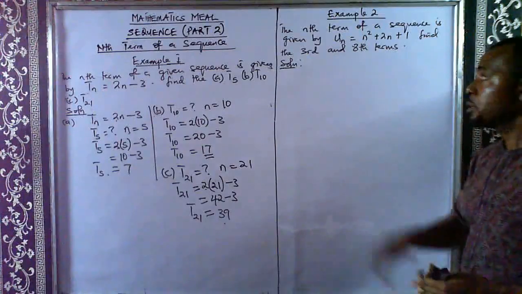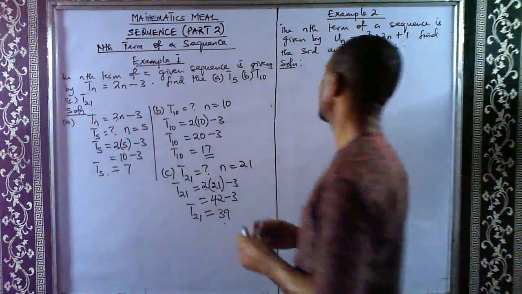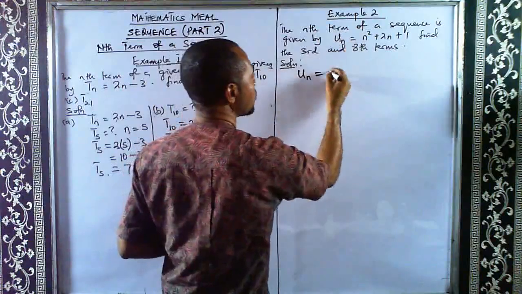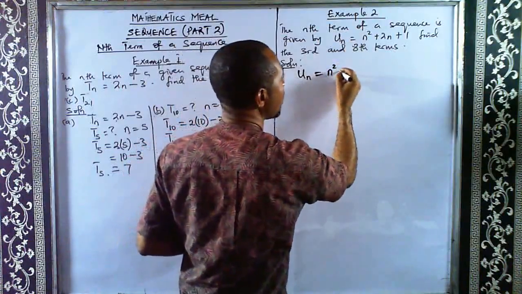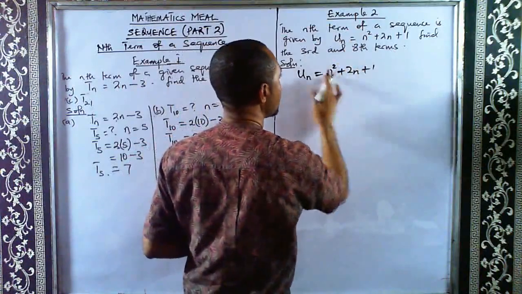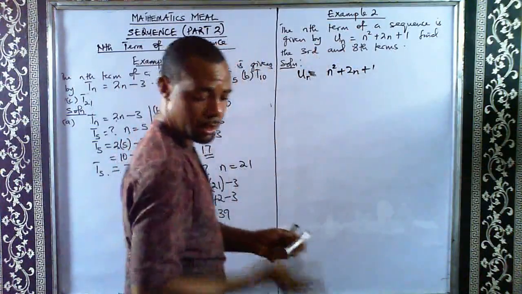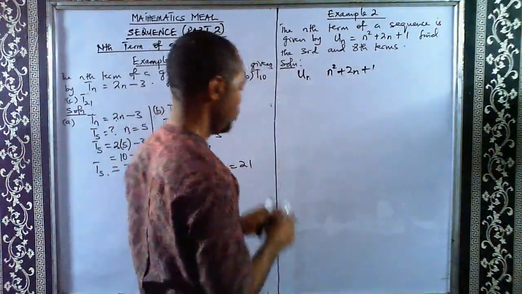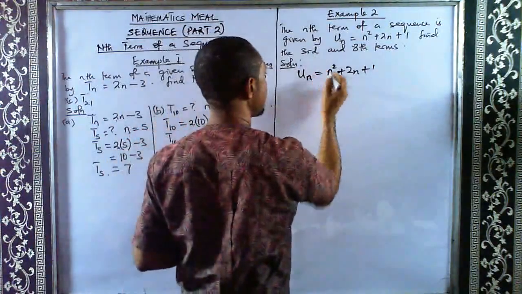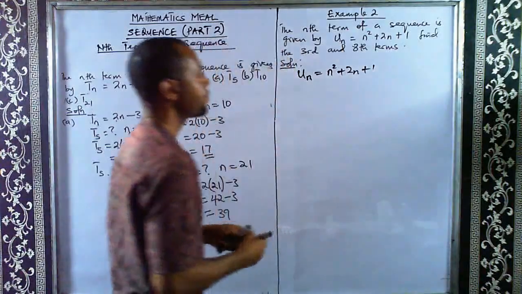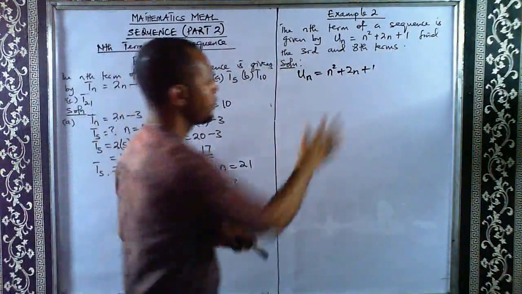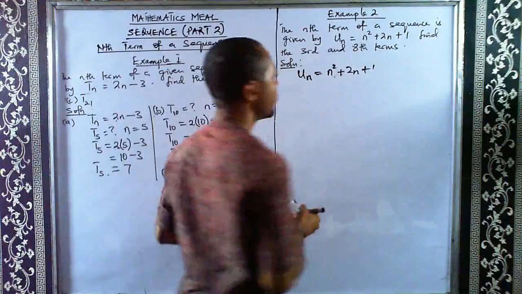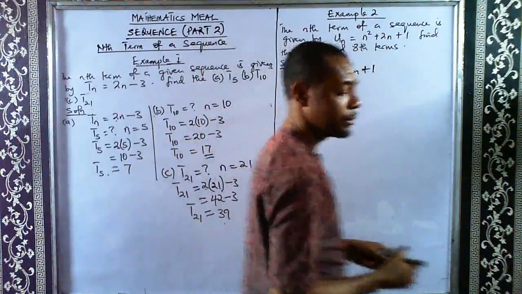So we have been given the n-th term expression. So what's the n-th term expression here? Un equals what? n squared plus 2n plus 1. That's the n-th term expression. Un is equal to this. Okay? Now, so how do we go about this now? How do we go about it?